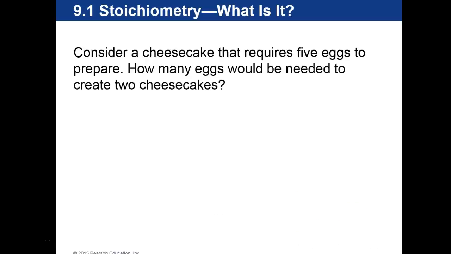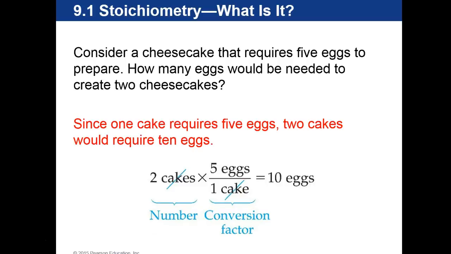So consider that you're making a cheesecake. It's one of my favorite things. And it requires 5 eggs to prepare. Well, how many eggs would be needed to make 2 cheesecakes? Well, this is relatively simple, right? You say, well, duh, Becky, I need 10 eggs. Well, we do need to use conversion factors because not all of our stoichiometry is going to be as simple as saying, well, duh, 2 cheesecakes, 5 eggs apiece equals 10 eggs.